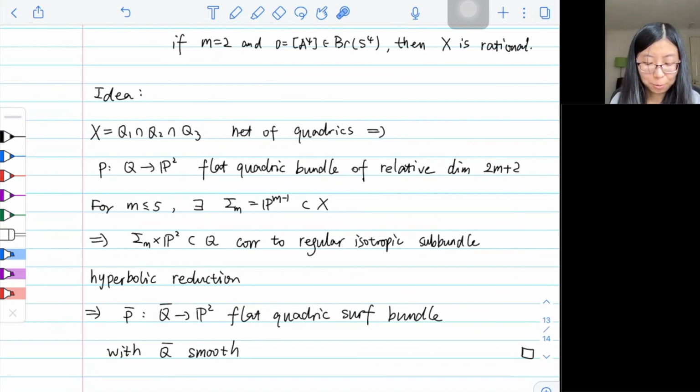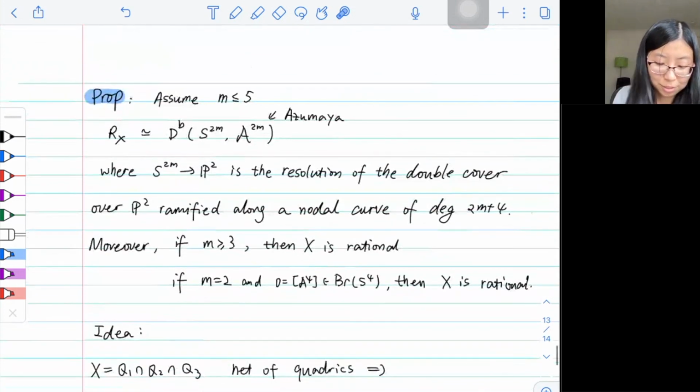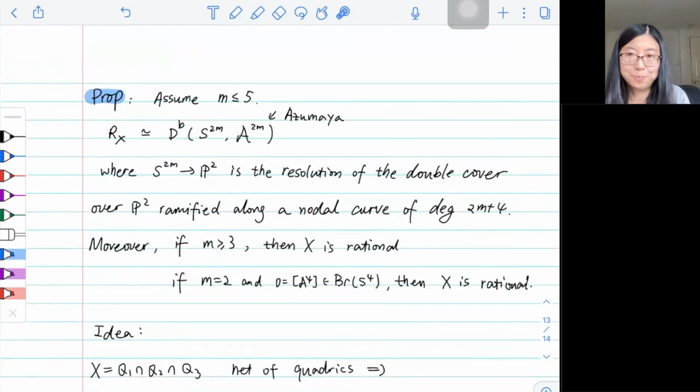And then here your base is a smooth surface P2. And when X is smooth, then this total space Q bar here is also smooth. Now we can apply the second theorem to get the residual category, which is a twisted derived category. So this is the description that we have seen before. You do the resolution for the double cover.